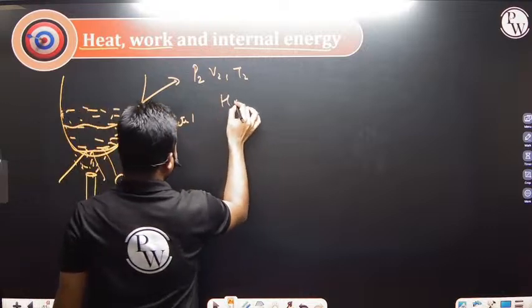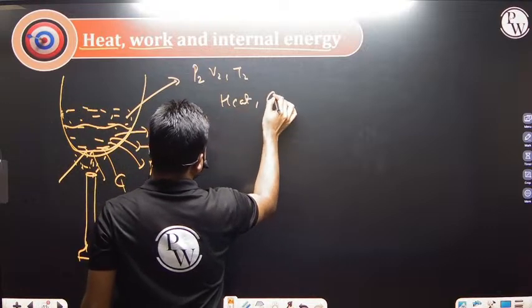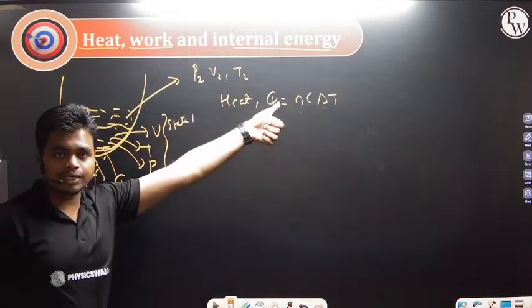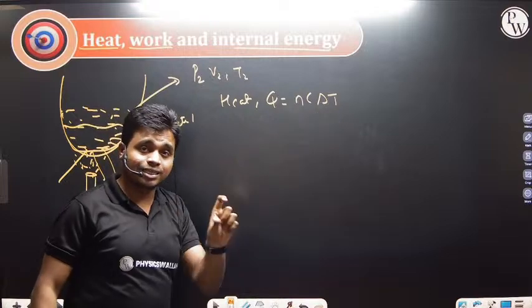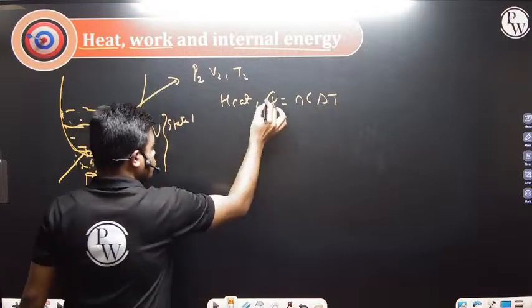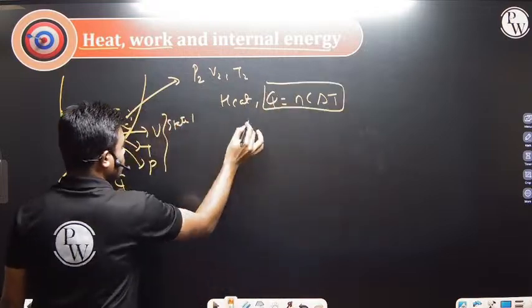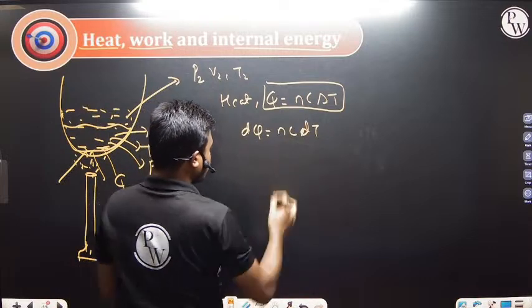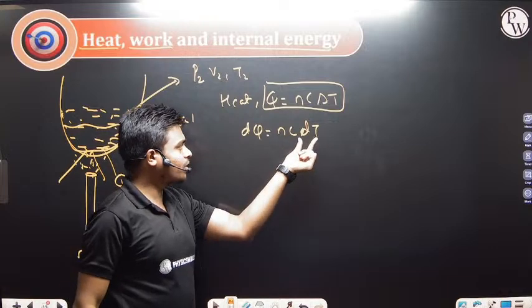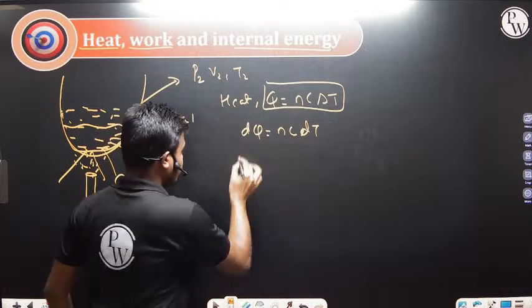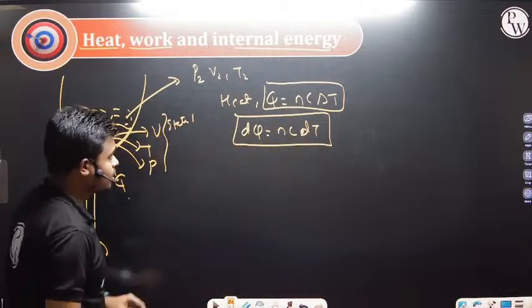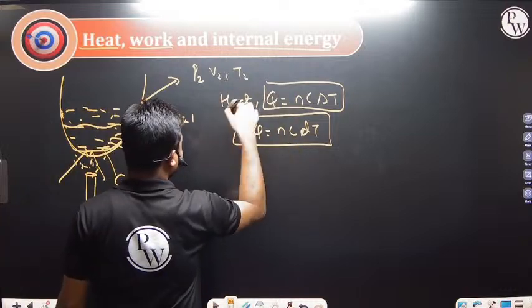The first one is heat. The heat energy is given by Q, and what is Q? Q is equal to n c delta T. Here c is the specific heat, n is the number of moles, and delta T is the change in temperature. If you write it in short form, this will be dQ equals n c dT, where dT is the small rise in temperature that we are giving. N is the number of moles of the gas. So this is the heat that we are supplying from the outside.